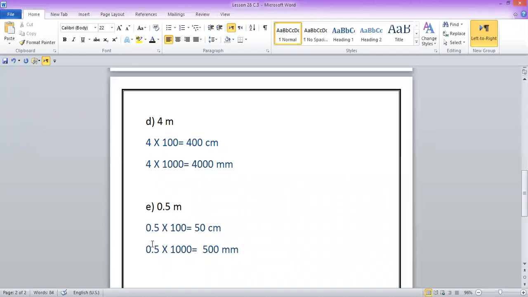When you multiply 0.5 by 100, so point will move to right side 2 times. One time it will move, it will become 5. Two times it will move, it will become 50. 0.5 multiplied by 1000, the point will move 3 times. One time 5, 50 and then 500. Clear guys?